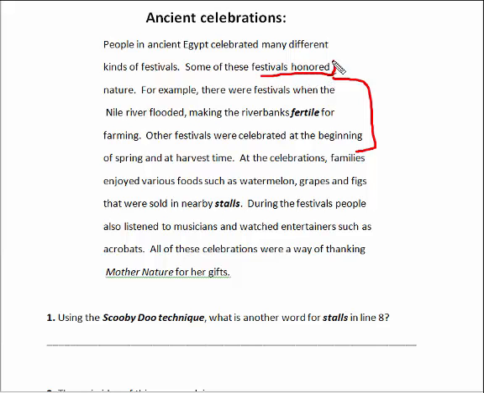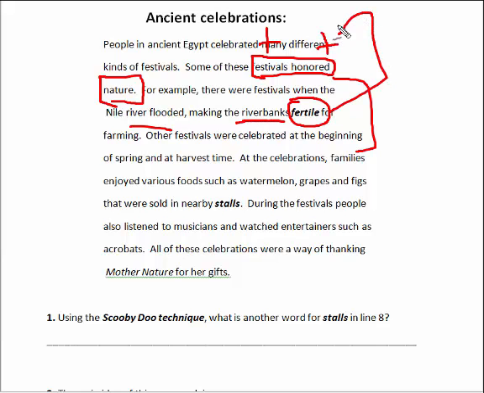They are having a festival that's honoring nature. And we're going to honor nature because the river floods the riverbanks and it makes things fertile. So when you're having a festival, that's positive. And when you're honoring Mother Nature, that's positive. Even though you have a river flooding, it's making the riverbank fertile. So that means that it's going to do something positive. I know that the word is going to be positive.